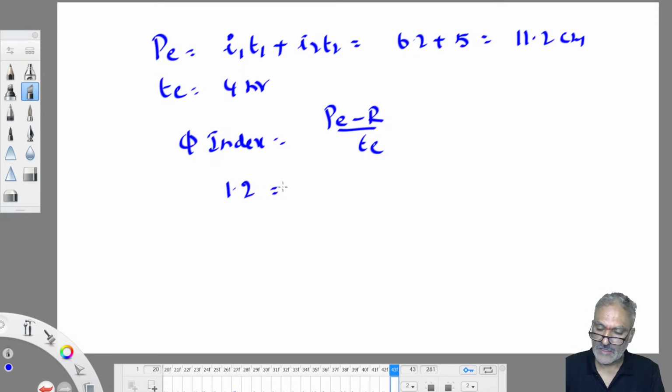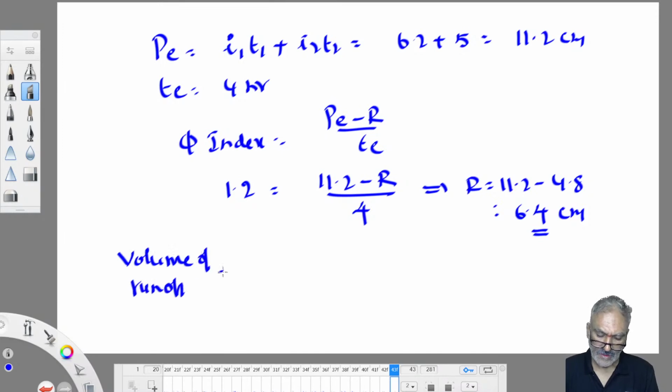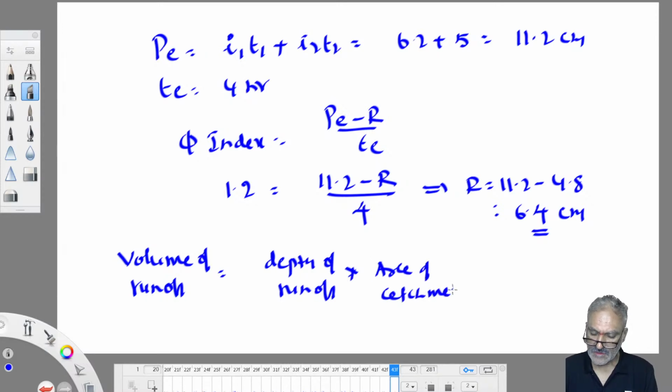So pi index is equal to this PE minus R by TE. Pi index is given as 1.2 centimeter per hour. This is 11.2. Runoff is unknown. This is 4 hours. So runoff is equal to 11.2 minus 4.8. So it is 6.4, 6.4 centimeter this is. So volume of runoff is equal to depth of runoff into area of catchment. Substitute this in hectare, this in meters, then we'll get answer in hectometer.